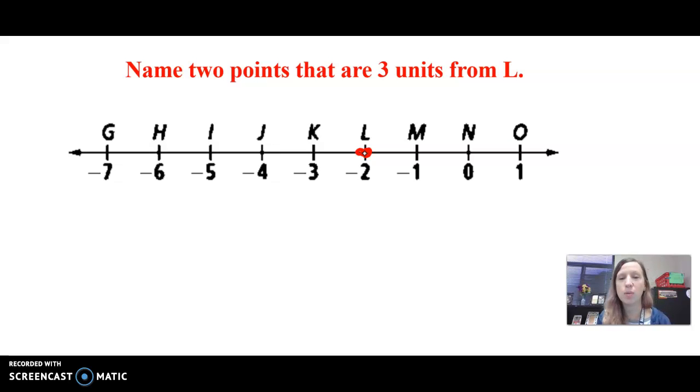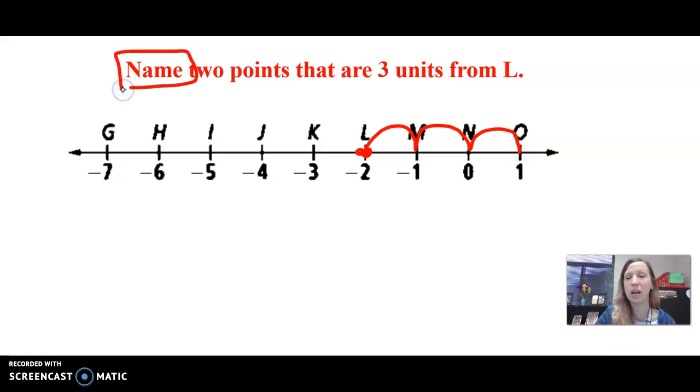Now when I do that, I'm not counting the number of lines. So the best way to do this is to count the number of spaces. 1 space, 2 spaces, 3 spaces. And when I say name, I'm naming that point, so I use the letter. So the letter O is 3 units away from L.